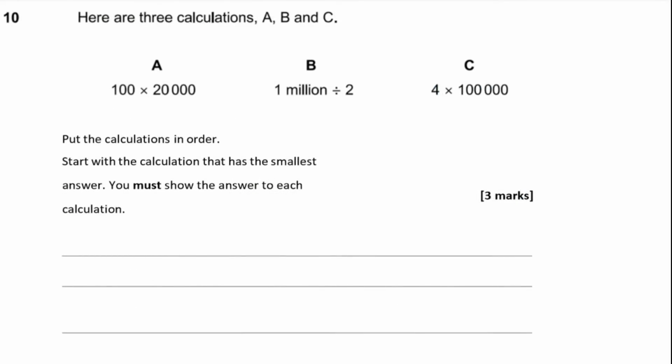Here are 3 calculations, A, B, and C. Put the calculations in order. Start with the calculation with the smallest answer. You must show your answer to each calculation.